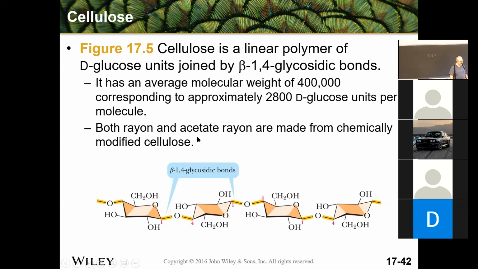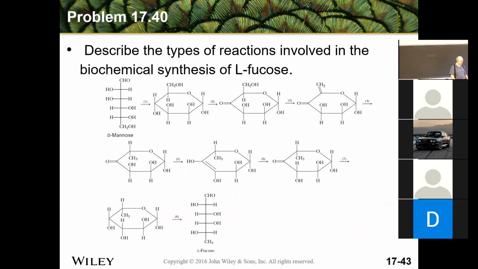Both rayon and acetate rayon are made from chemically modified cellulose. Okay, in other words, we put different groups on these OH groups. Okay, I'm going to skip over this.